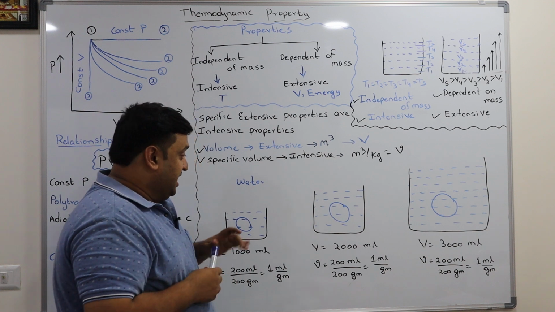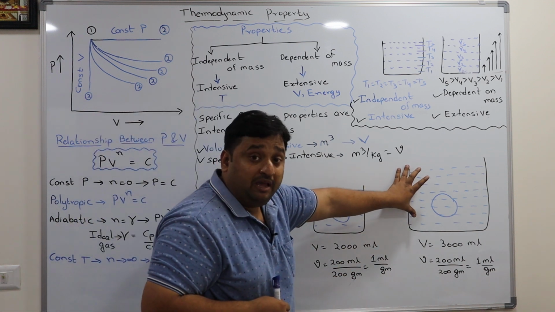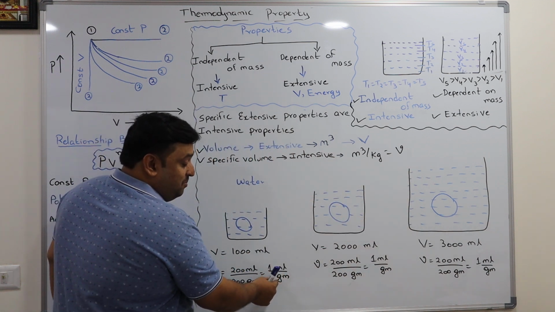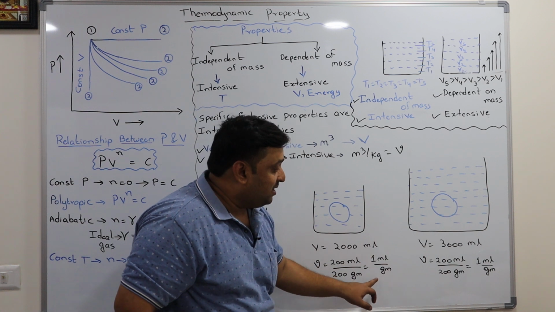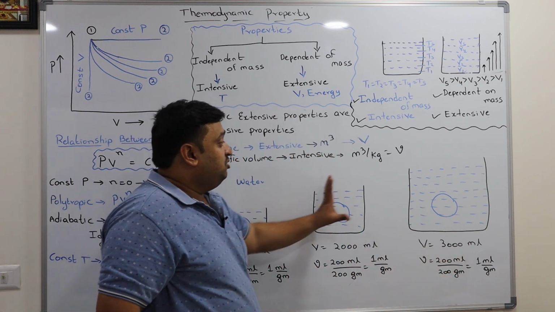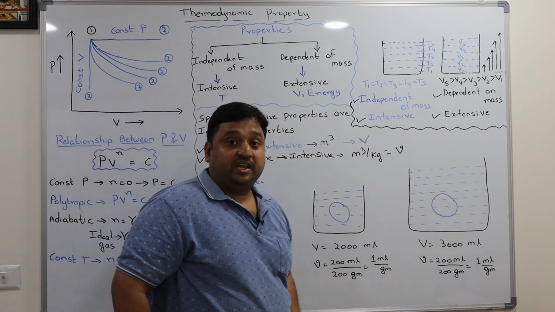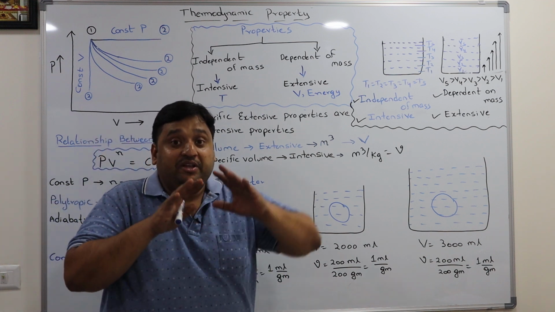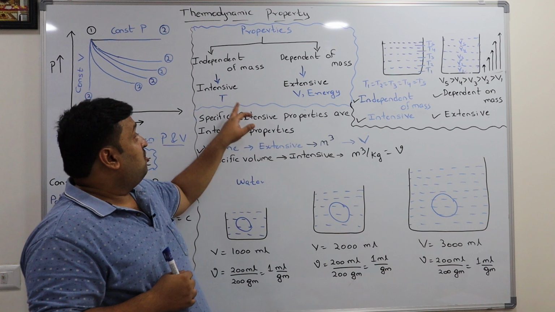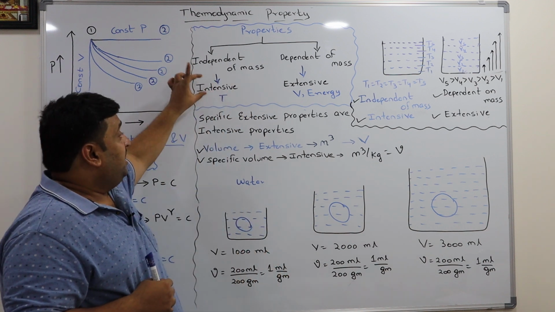That means irrespective of volume, whether I am talking about a small volume or a big volume, the specific volume is 1 ml per gram. Here also 1 ml per gram, and here also 1 ml per gram. That means even though the container volume is changing, the value is not changing. When the value is not changing with respect to the system, it is automatically independent of mass. Then it is called an intensive property.